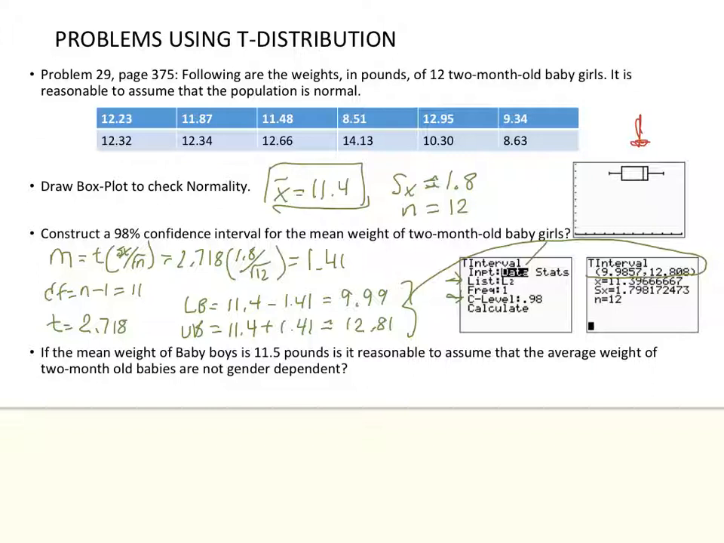Our last question asks, if the mean weight of baby boys is 11.5 pounds, is it reasonable to assume that the average weight of 2-month-old babies is not gender dependent? And in fact, they're not, because if we look at 11.5, it's in between the lower and the upper bound. So the answer is yes, not gender dependent.